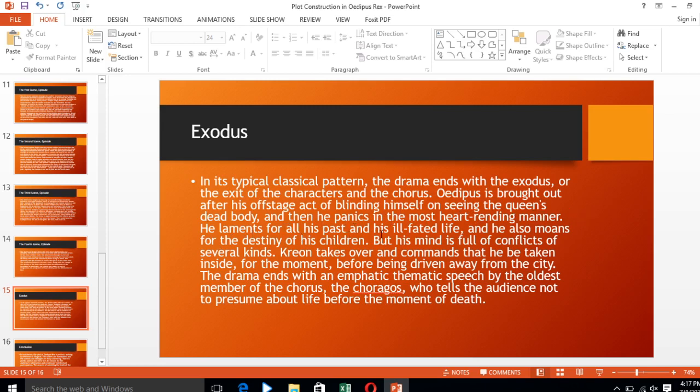He laments for all his past and his sins and his ill-fated life, and he also mourns for the destiny of his children. But his mind is full of conflicts of several kinds. Creon takes over the kingship and commands that he be taken inside for the moment before being driven away from the city. The drama ends with an emphatic thematic speech by the oldest member of the chorus, who tells the audience not to presume anything about life before the moment of death.